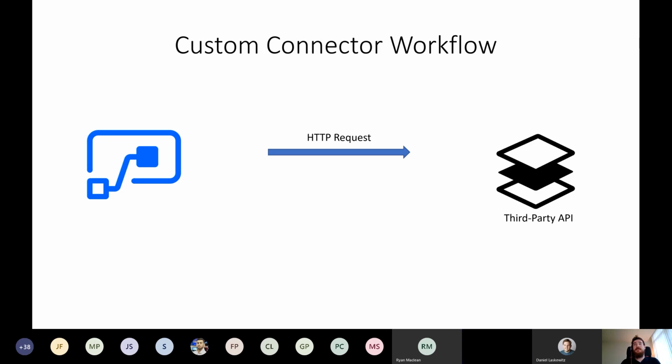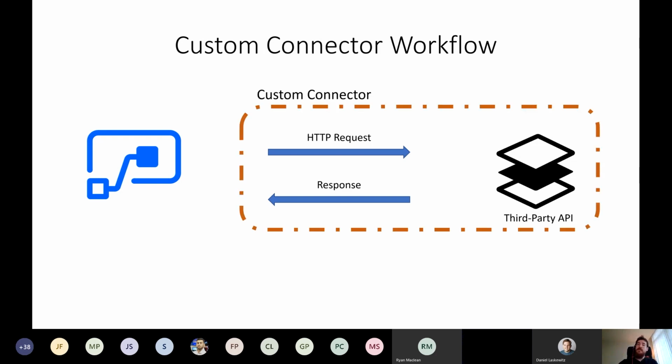Right then. So how do custom connectors come into this? Well, imagine I need to make an API request. So I do a HTTP request to a third-party service. Okay, so I've made a request to a third-party API, and I get a response back. I get some data back. How does this fit into custom connectors? Well, this is the custom connector. This is one single action.